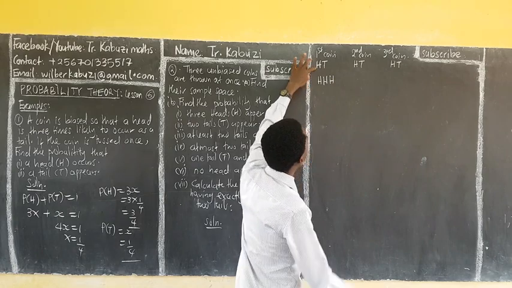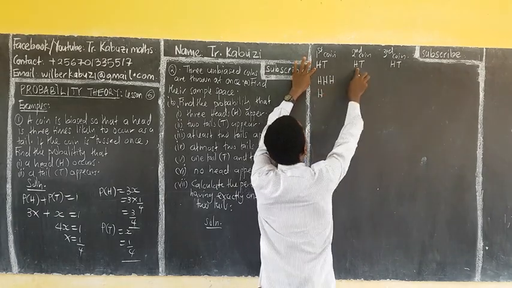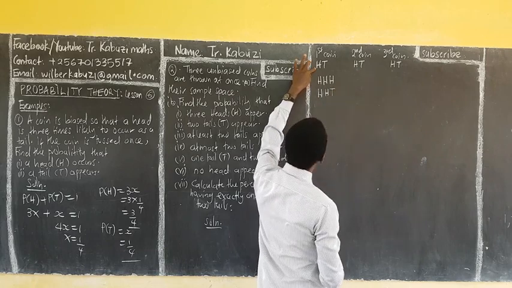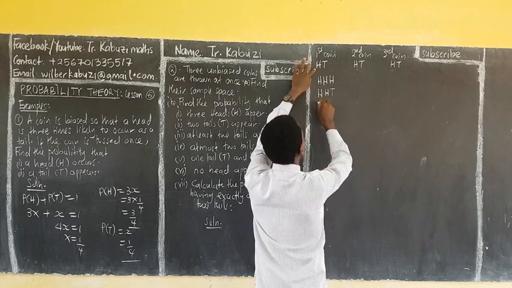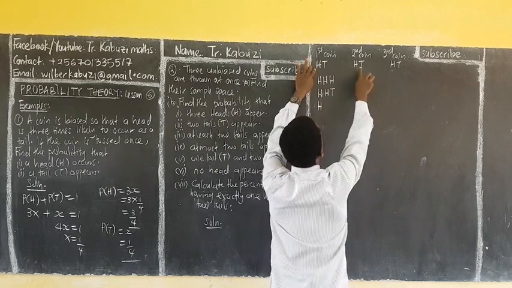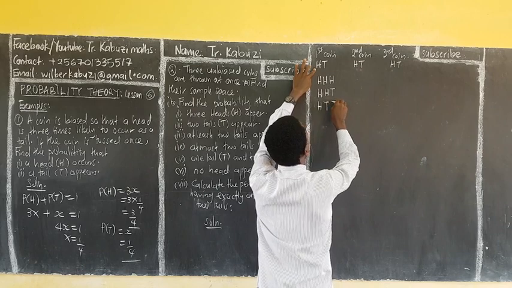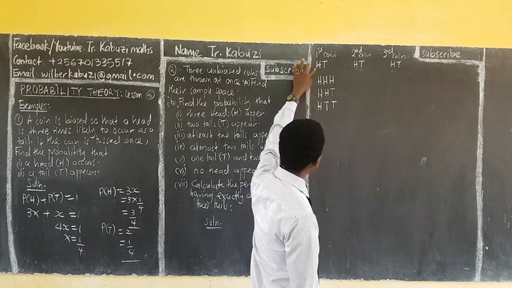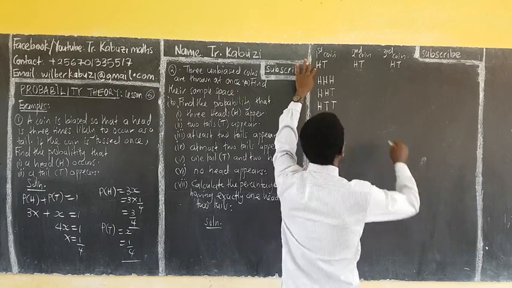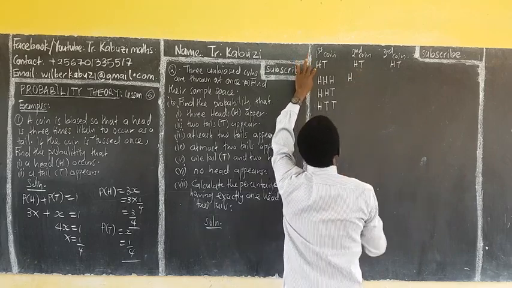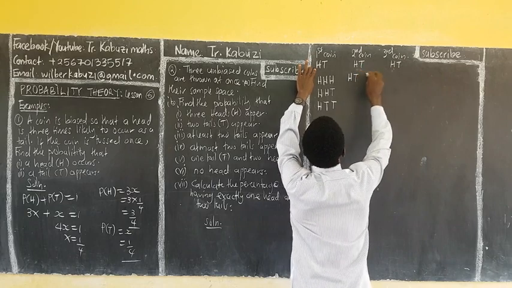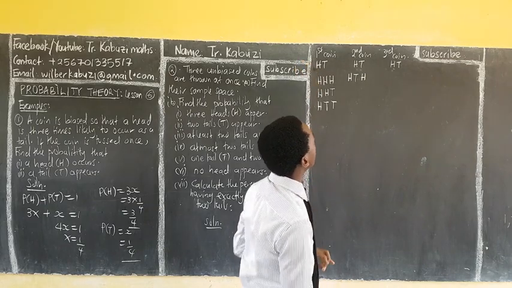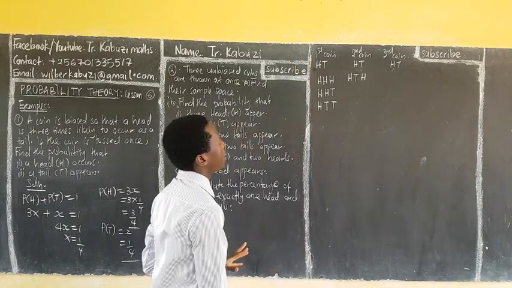Or when I throw, this can produce a head, this also produces a head, and then this produces a tail. Or when I throw, this can produce still a head, then this one produces a tail, and then this also produces a tail. Or when I throw, this one can produce a head, then this one produces a tail, and then this one produces a head. Those are the only cases when this one produces a head.